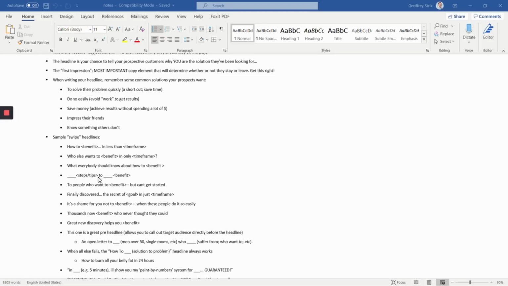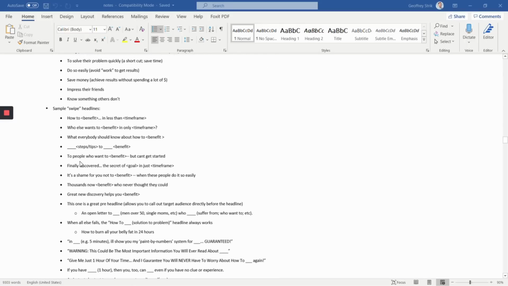Blank steps or tips to blank benefit. So 5 steps or tips to easily lose weight. To people who want to benefit but can't get started. So people who want to lose weight but can't get started. Finally discovered the secret of losing weight in just 2 weeks. It's a shame for you not to lose weight when these people do it so easily. Thousands now lose weight who never thought they could.